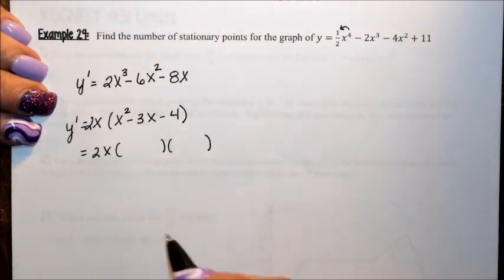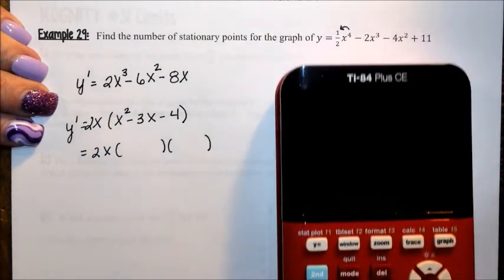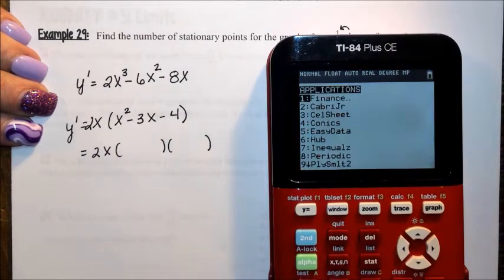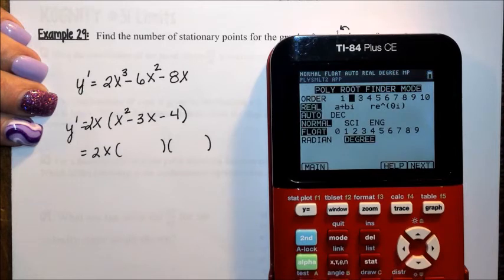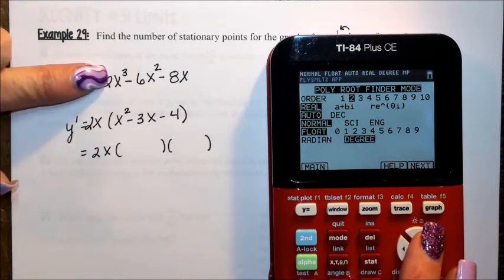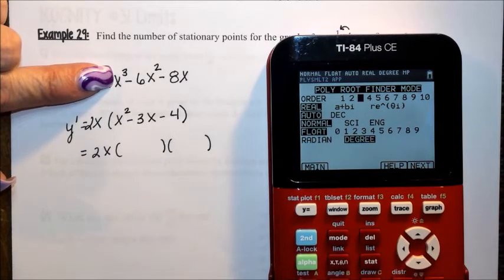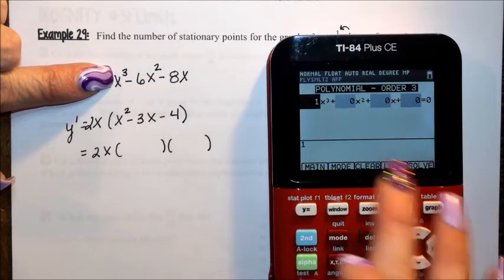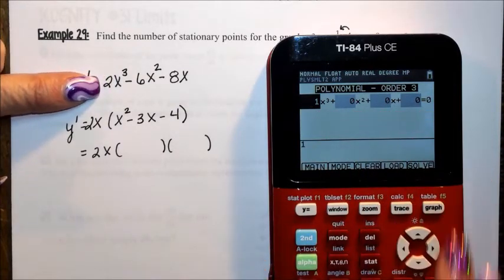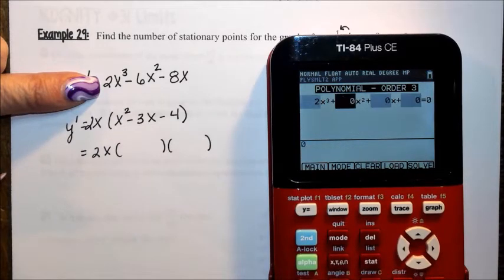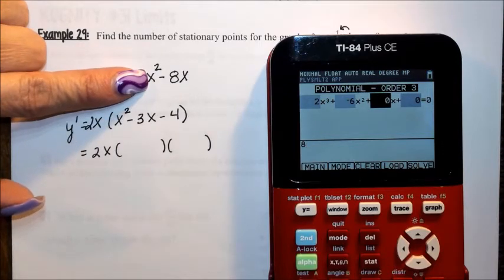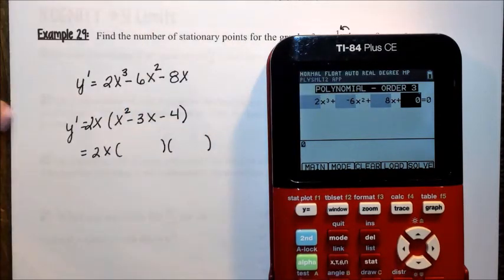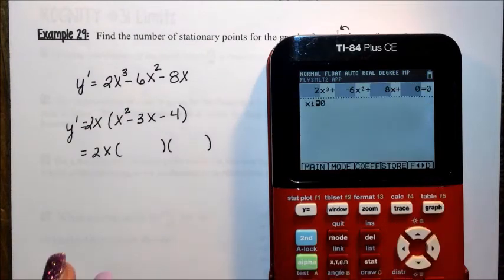My least likely algebra people, we are going to use our calculator. And we are going to go to the App Store, and we're going to do the polynomial solver. We want the polynomial root finder. We have a degree 3. And then we're going to go next. We're going to plug in what we have. We have 2. Enter, enter. We have -6. Enter, enter. We have 8. Enter, enter. And we have 0. Enter. And then we're going to tell it to solve it.